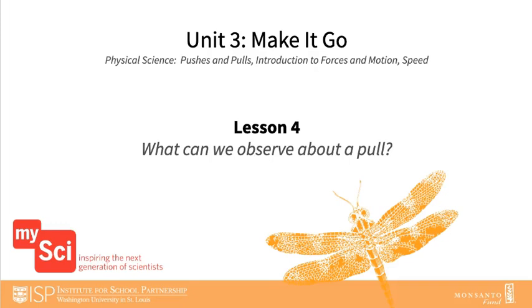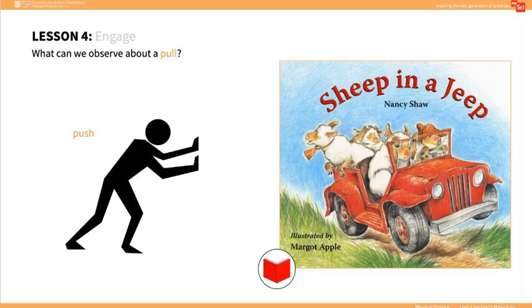Welcome to Lesson 4 of Unit 3, Make It Go. In this lesson, students will work to answer the question, what can we observe about a pull? Students will explain what a pull is through demonstration, exploration, and illustration. They will figure out that a pull is a force that moves something toward your body, and a pull is another way that a toy can be moved.